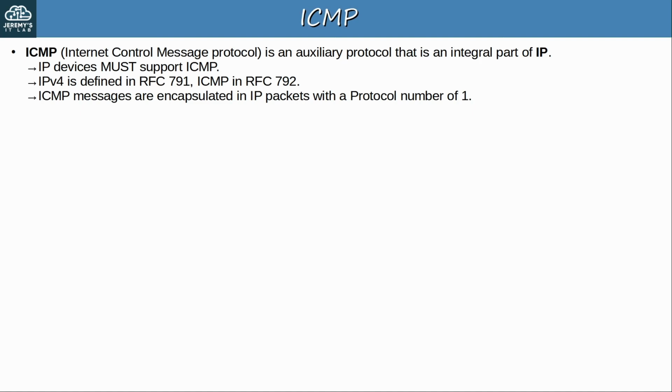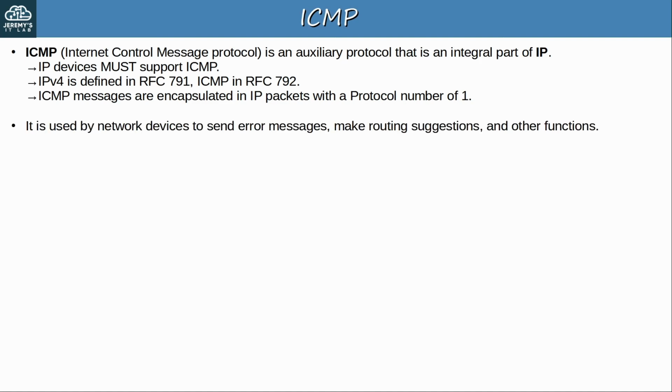ICMP messages are encapsulated in IP packets, with a protocol number of 1. That is referring to the protocol field of the IPv4 header. TCP is protocol number 6, and UDP is 17. However, although ICMP is encapsulated in IP packets, it is not considered a layer 4 protocol. It is considered part of IP. It is used by network devices to send error messages, make routing suggestions, and other functions. We'll see what it does when we look at the different message types.